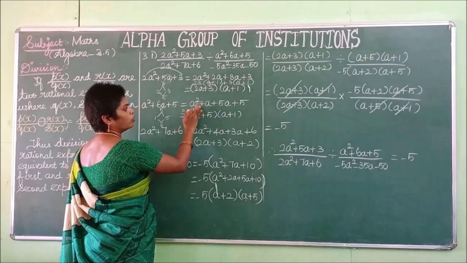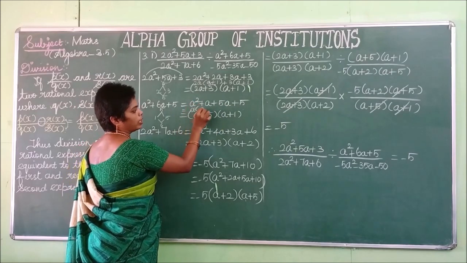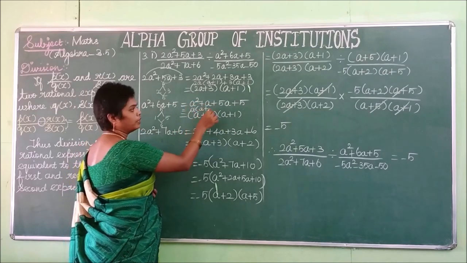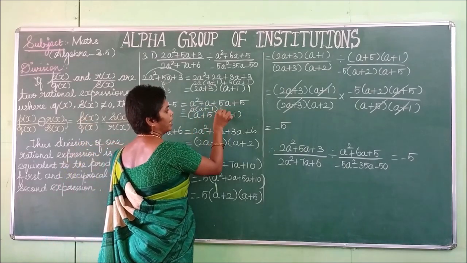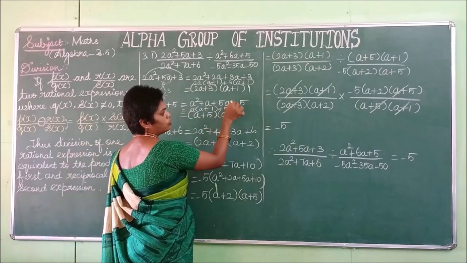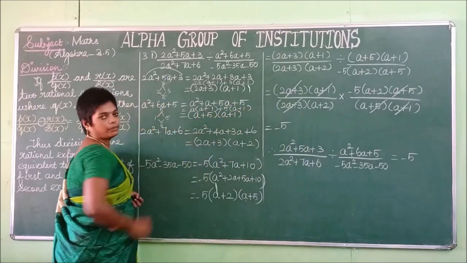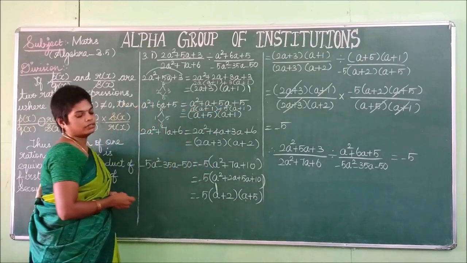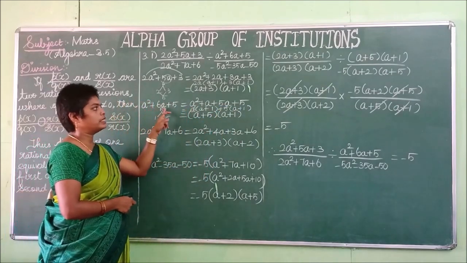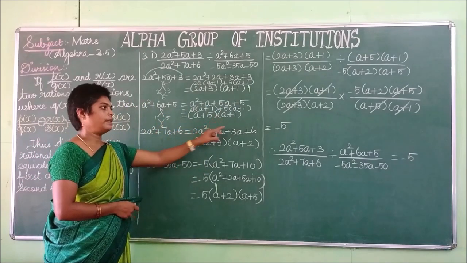Then you can take the common terms. a can be taken as common. What are the remaining terms? Here a plus 1, as there is no term here, it can be written as 1. For these two terms, I have taken 5 as common. So what are the remaining terms? a plus 1. a plus 1 will be a common term. What are the remaining terms? a plus 5. So a squared plus 6a plus 5 is equal to a plus 5 into a plus 1.